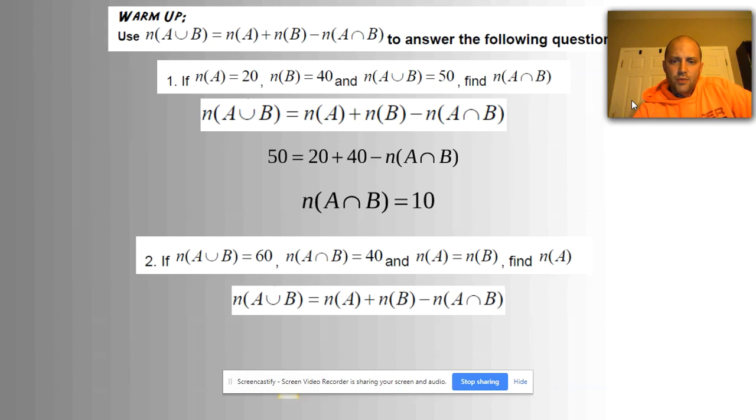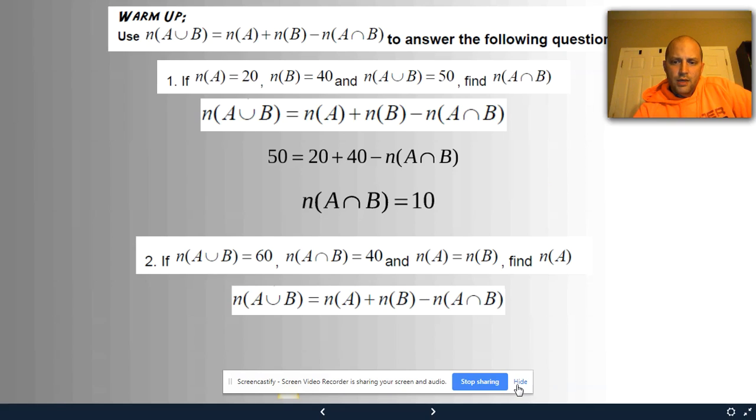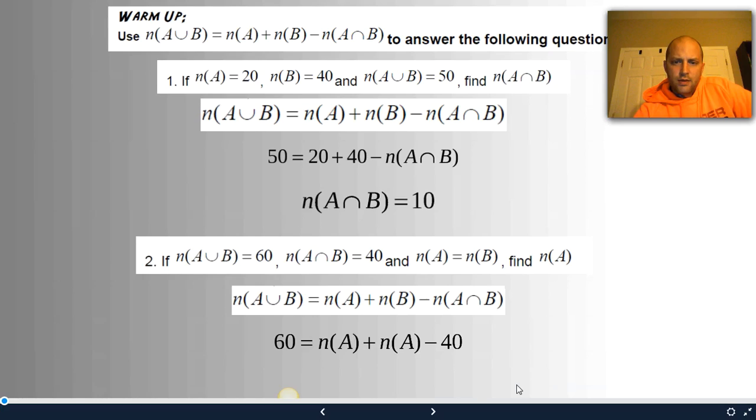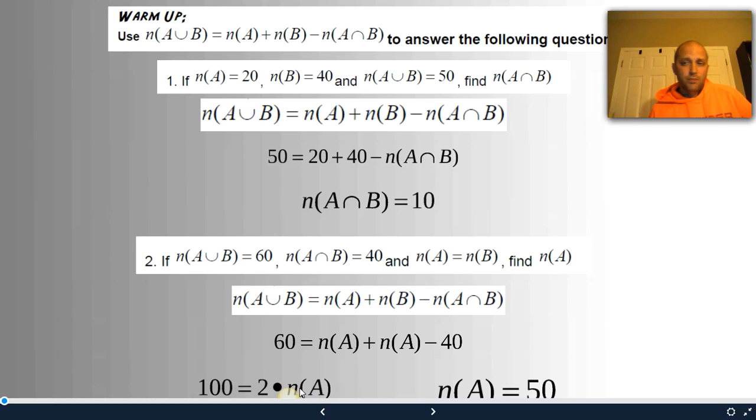So we take our formula and we plug in those numbers. We know the union is 60. We know the numbers in A and B are the same, so we just have those the same. If you want to mark them as X, you can. And then the numbers in the intersection is 40. So we go ahead and add that 40 over. That's a hundo, is 2 times X or 2 times the number in A. We divide and we should get A is 50. So that's just a little review of the last part that we talked about before you left.